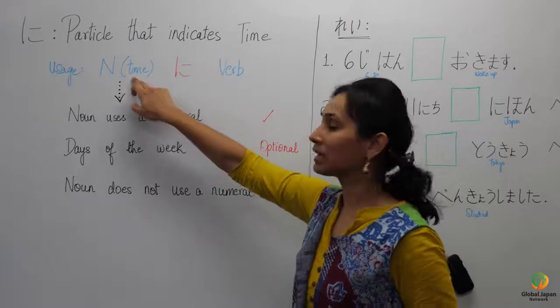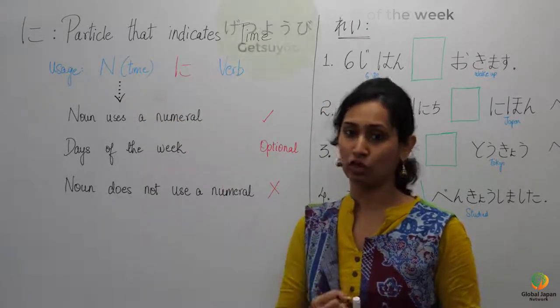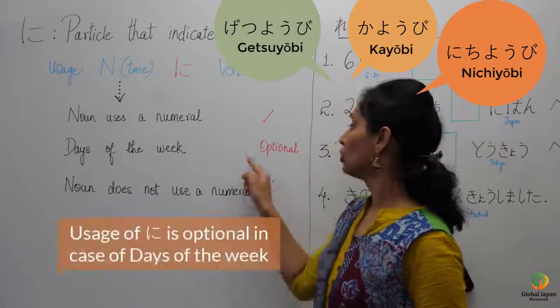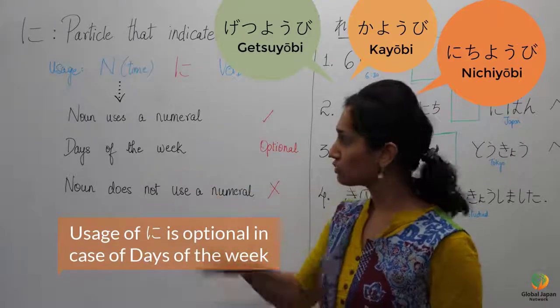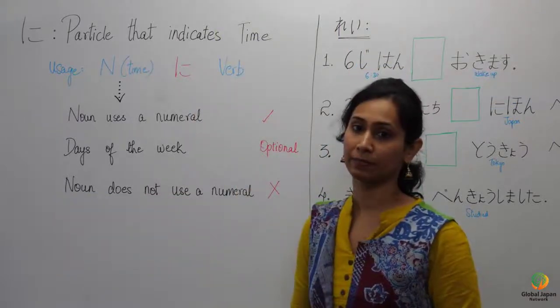When this time is indicated in terms of days of the week, like getsuyobi, kayobi, nichiyobi, in that case, usage of the particle ni is optional. You may use it, or it's okay even if you drop it and frame out the sentence.